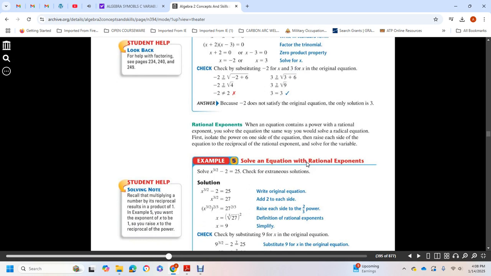Rational exponents. When an equation contains a power with a rational exponent, you solve it the same way you would solve a radical equation. Isolate the power on one side of the equation, then raise each side of the equation to the reciprocal of the rational exponent, solving for the variable.